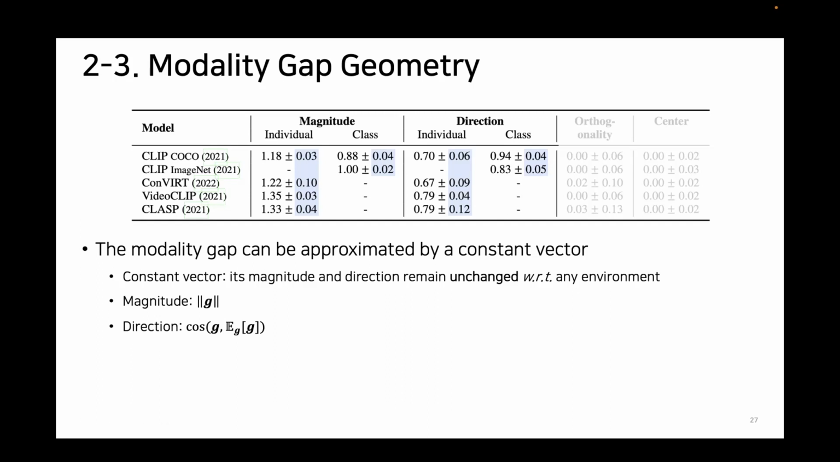So we can say that the modality gap G is considered as the constant vector. Actually, the term "any environment" is quite ambiguous for me. So what does it mean by any environment? Does it mean any data set or any models?